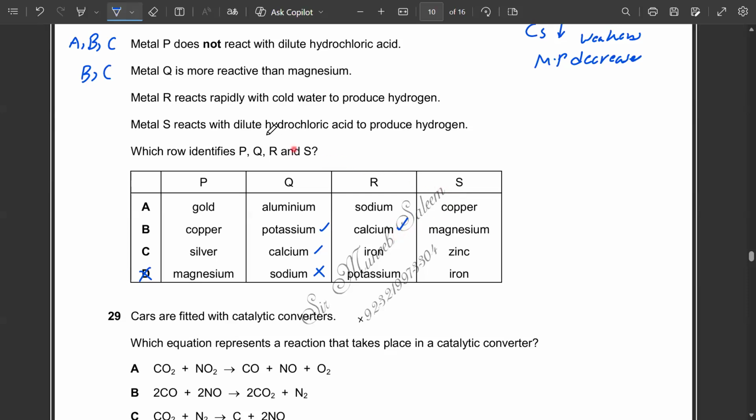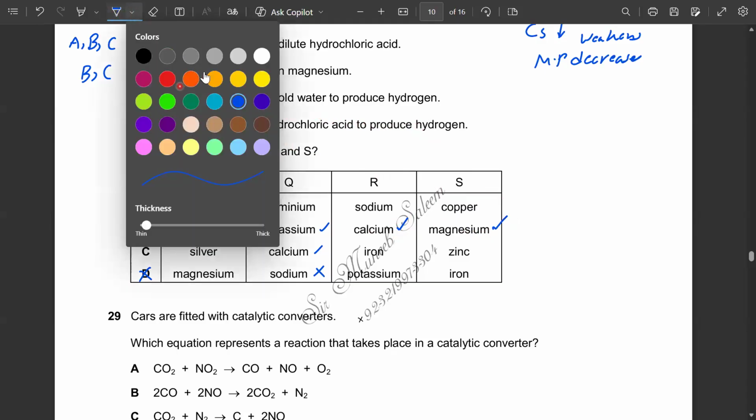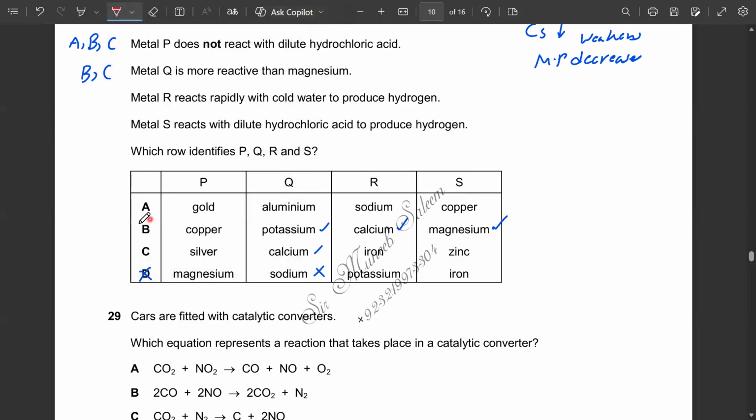And at the last, S reacts with dilute hydrochloric acid to produce hydrogen gas. So it will be magnesium, which is already a strongly metallic element. So that's why the correct option is the B option. I hope it's clear to you.